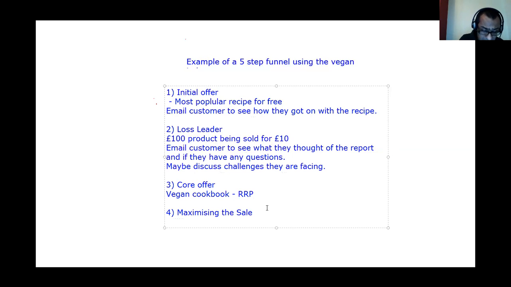And this could be, so we'll say that this is charged at £100. It's quite a lot for a cookbook, but we're just going to use that number anyway. You have your maximizing the sales. So this would be 3 times your original core offer. This could be one-to-one coaching.